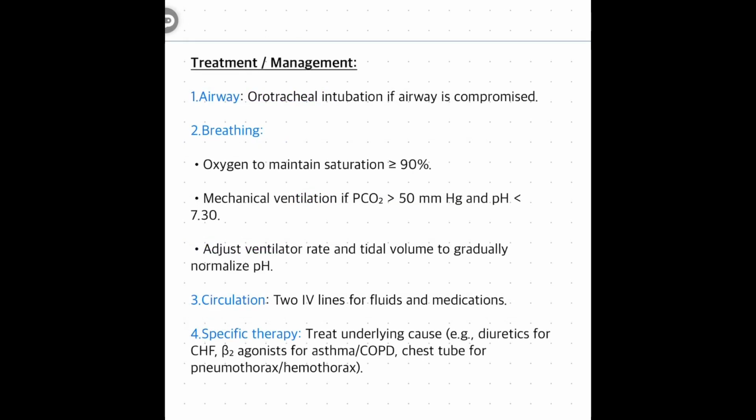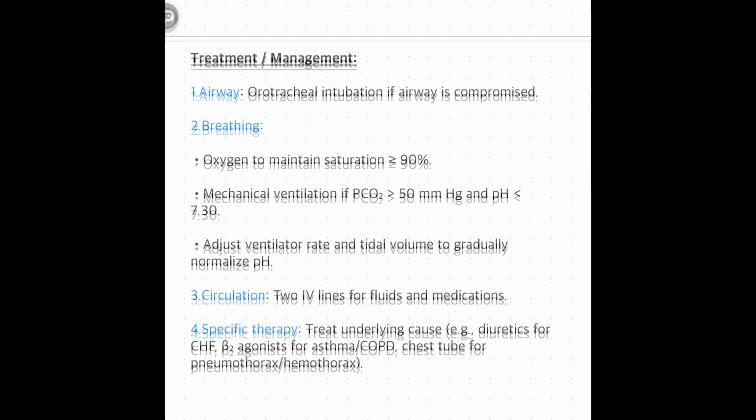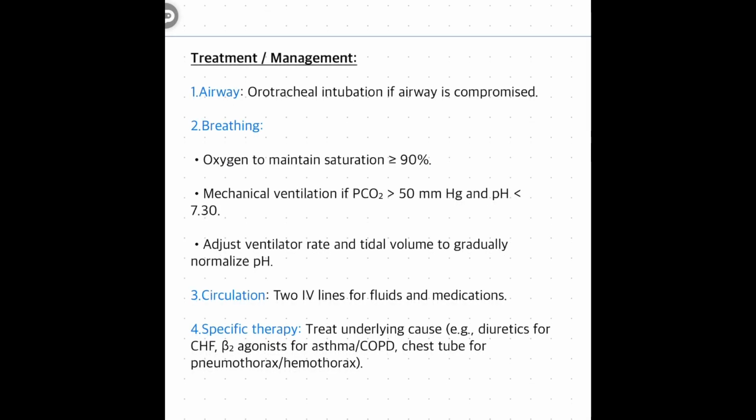How do we treat a patient with acute respiratory failure? Acute respiratory failure is an emergency and is life-threatening. So we follow airway, breathing, circulation, and specific therapy. Airway: oral tracheal intubation if the airway is compromised. Breathing: oxygen is very important, and the main problem in acute respiratory failure is impaired oxygenation.